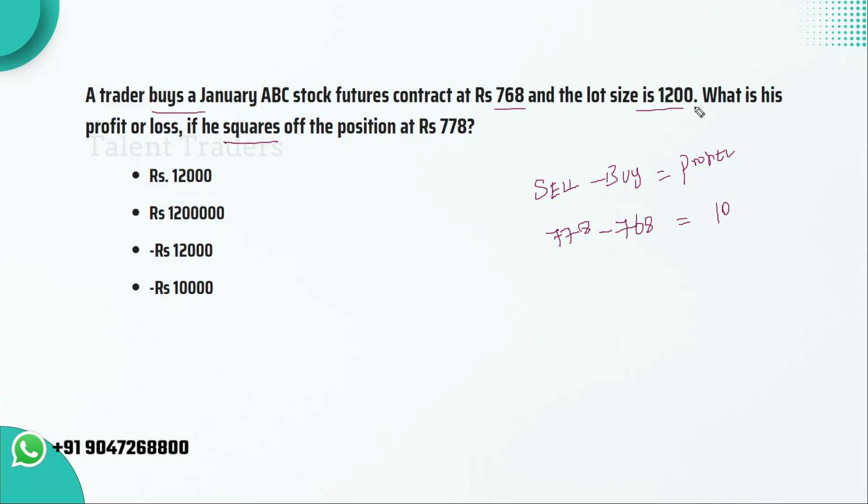Then they have given a lot size. Lot size is the multiple of quantity. So 10 into 1200, the answer is 12,000. That is the answer for this question, answer A. Sell minus buy is equal to profit. So selling price minus buying price, you will easily get the exact answer. Okay, the second one.